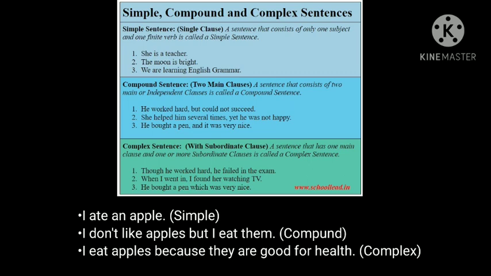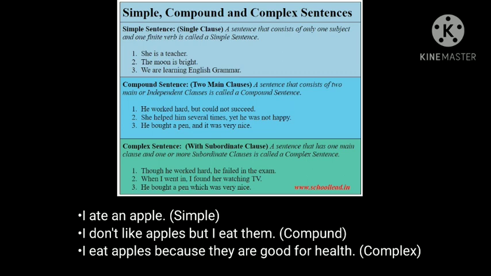So the feature of a compound sentence is that it contains two subjects, two finite verbs, two predicates, and two independent clauses joined with a coordinating conjunction. For example, I don't like apples, but I eat them. Here in this sentence, we have two independent clauses: I don't like apples and I eat them. And both the independent clauses are joined together with the coordinating conjunction but.